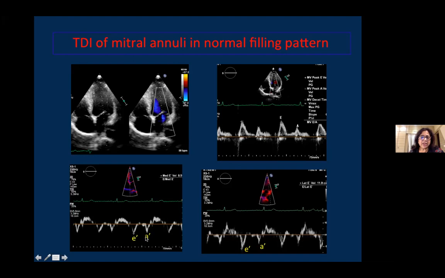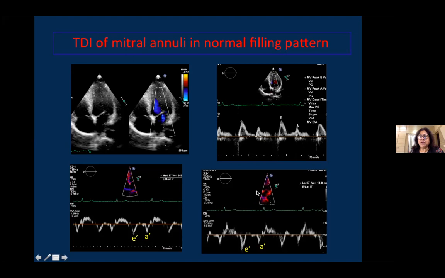And the second diastolic wave is the A prime. So in the septal annulus, what we see is that E prime is bigger than the A prime. Here also E wave was bigger than A wave. And in the tissue Doppler, we are also getting E prime bigger than the A prime.